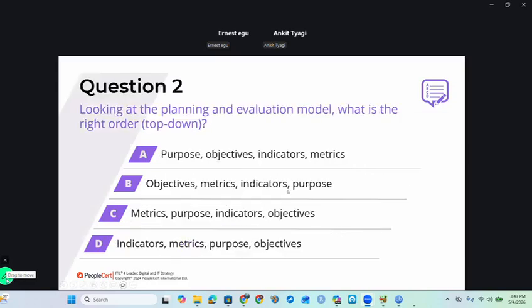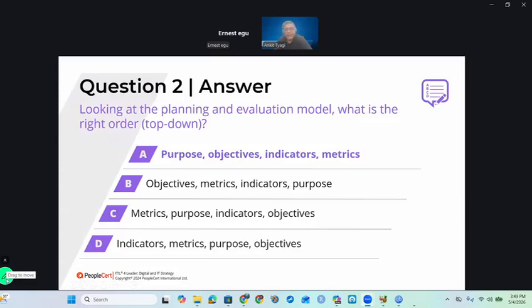Looking at the planning and evaluation model, what is the right order, top down? Consider again this one as a generic question. Identify what would be defined first, then next, then next, and then next. Well, rightly said. So first we are defining the purpose, then objectives, then indicators, and then metrics.